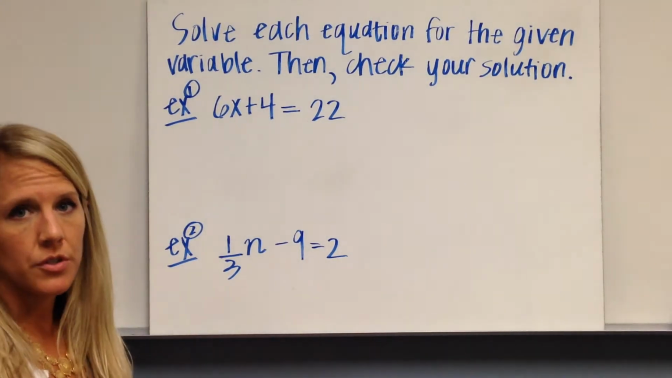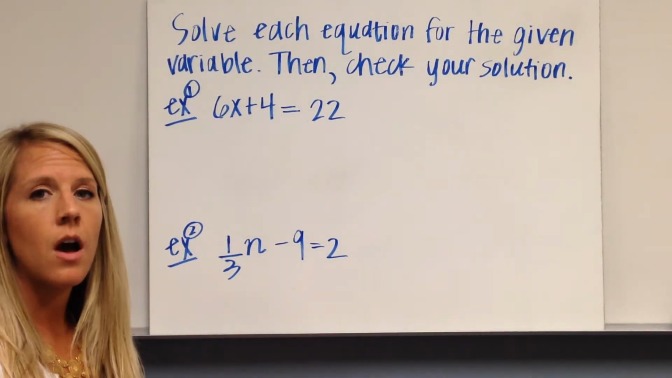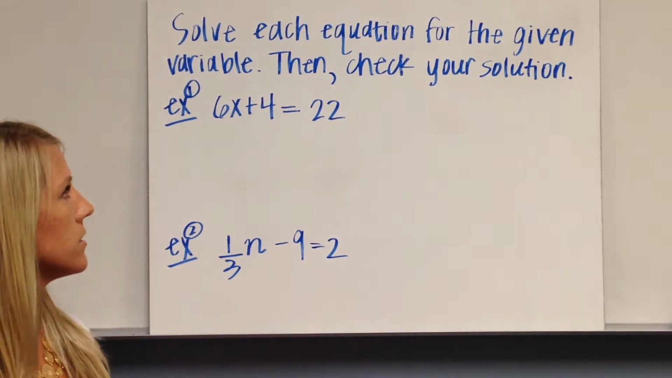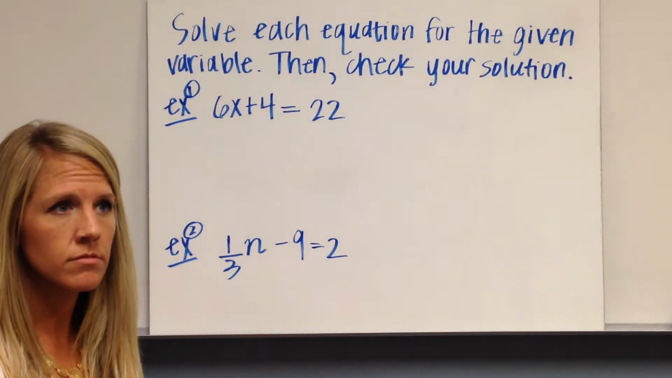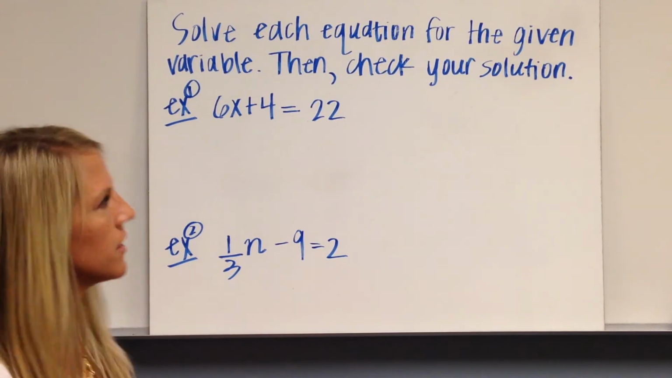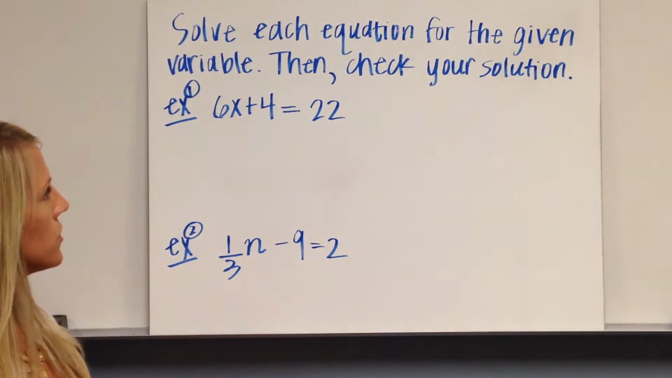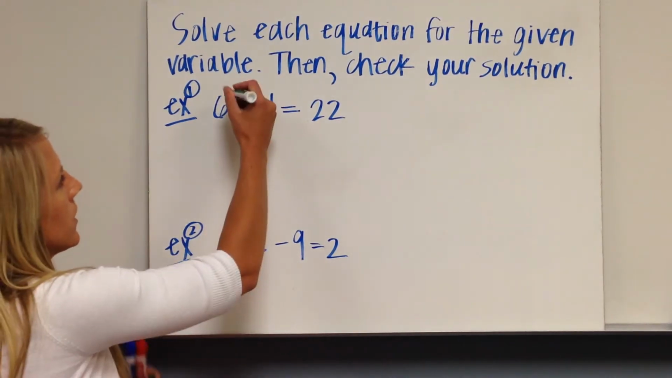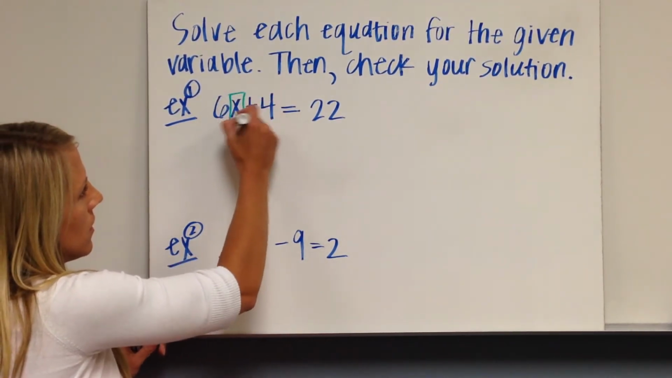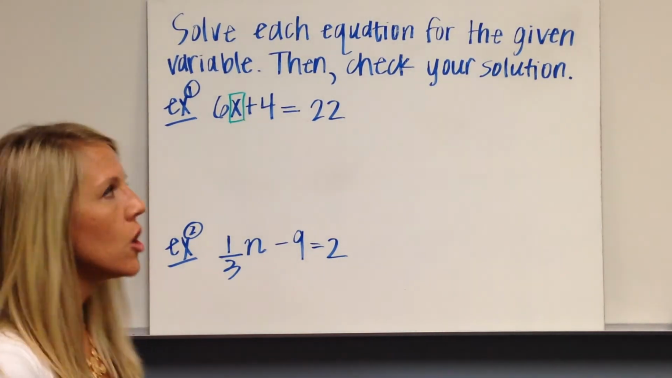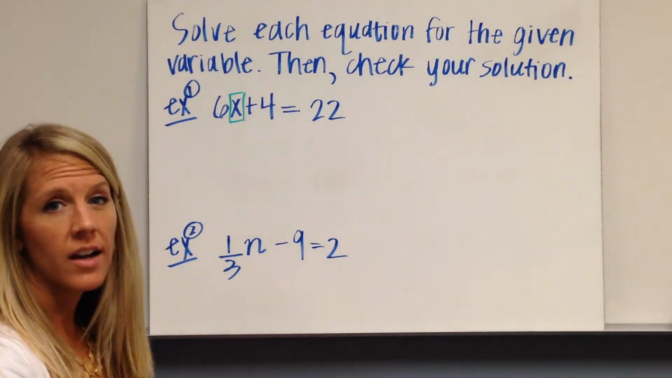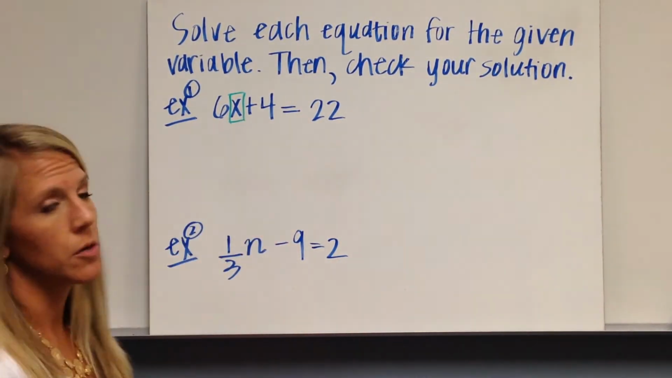So the first thing we want to do, whatever the variable is that we're solving for, in this case, what's the variable? You're right, it's x. We want to isolate that variable. We want to get it all by itself. So we want to get the x by himself. I want to get rid of everything else that is not connected to that variable x.